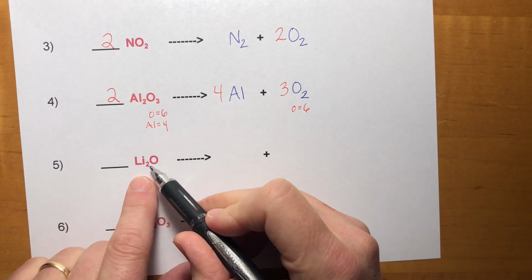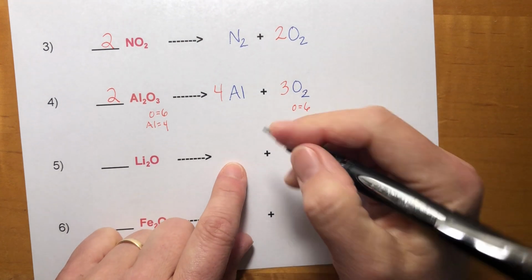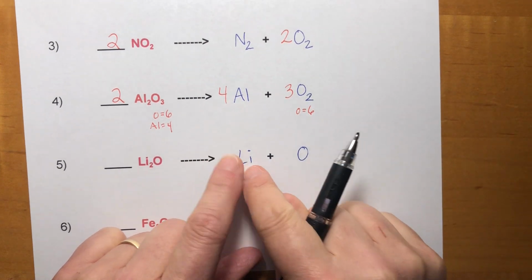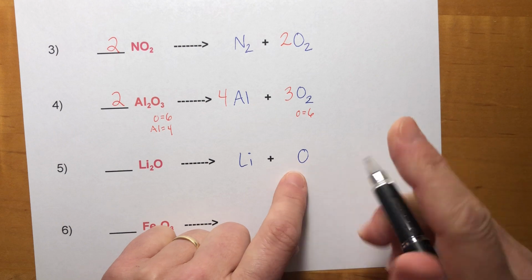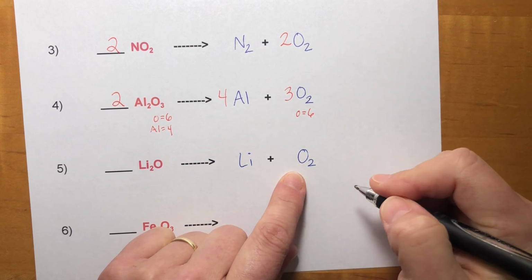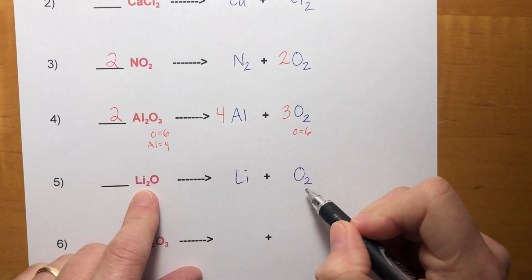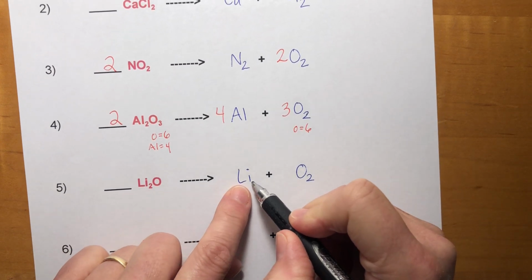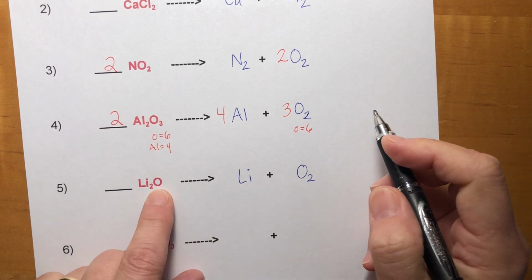All right, number 5. Lithium oxide. We want to do the decomposition reaction with that. What are the 2 products? One is going to be lithium, one's going to be oxygen. Is lithium allowed to be written alone? Yes. Is oxygen allowed to be written alone? No. It's always diatomic, O2. Is this balanced? No, everything's out of balance. The lithium is 1 here, but 2 over here, and the oxygen's 2 here, but 1 over there.